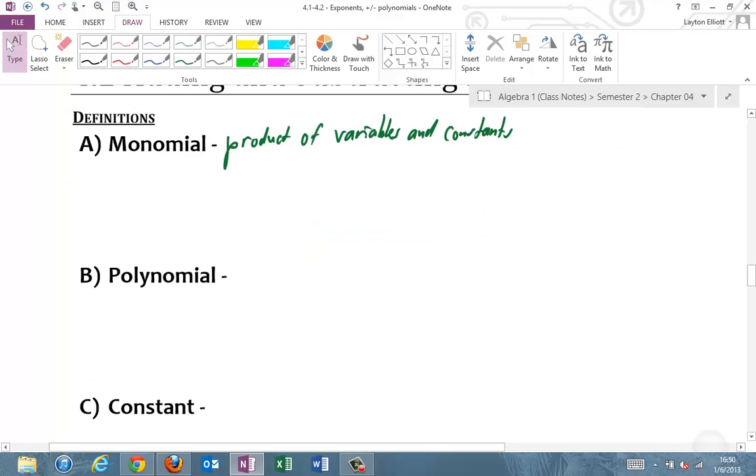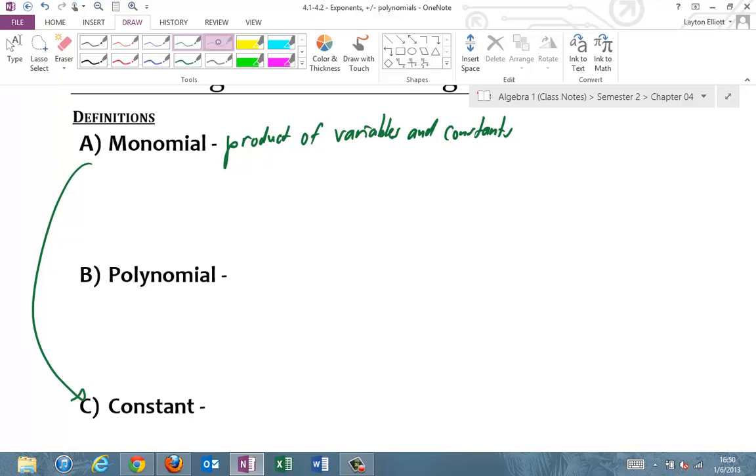So, little sub-definition, let's move down here. What's a constant? Constant is a number whose value never changes.